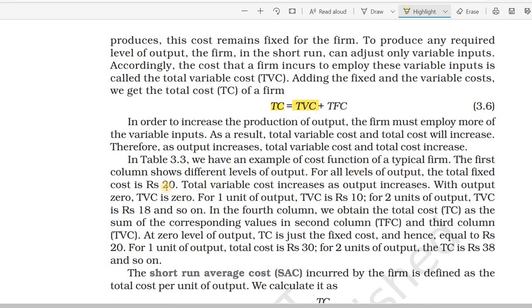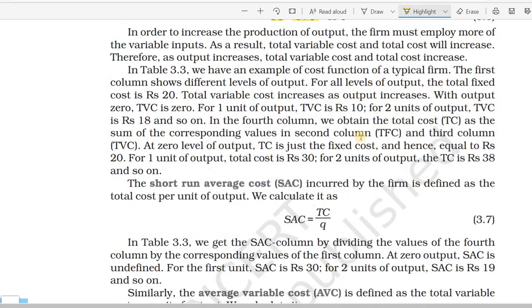Here is an example. The first column shows different levels of output. For all levels of output, fixed cost is rupees 20. The total variable cost increases as output increases. With output 0, total variable cost is 0. When output is 1 unit, total variable cost is rupees 10. For 2 units of output, it is 18.